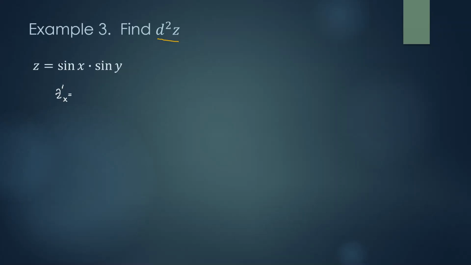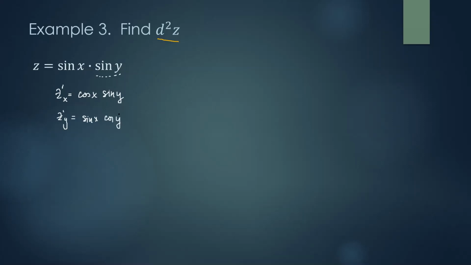Okay, back to our example. So we have to differentiate this by x. So sine x at this moment is a constant. It doesn't change. Sine y is a constant. So differentiating by x, we get cosine x times sine y, because sine y acts as a constant here. The derivative by y would be: sine x is a constant, and sine y differentiated is cosine of y.